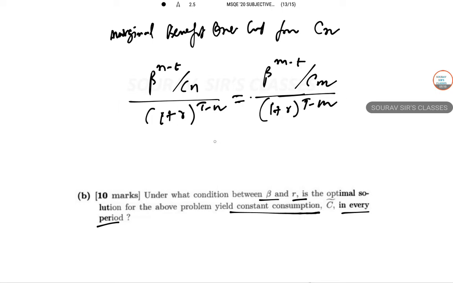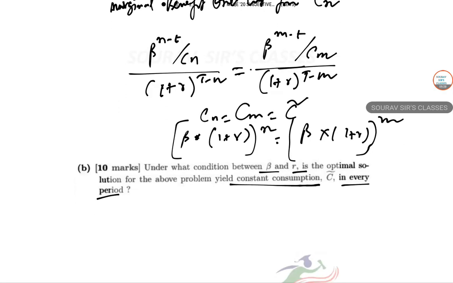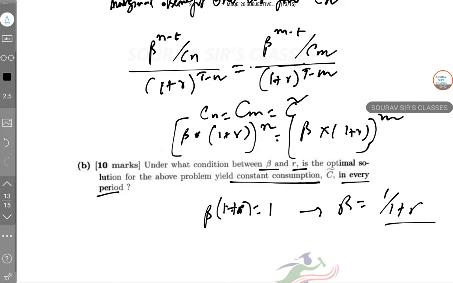So from this, for the consumption to be constant irrespective of the period, it must be that beta times 1 plus r to the power n equals beta times 1 plus r to the power m. If we go for all values of m and n, this is possible if and only if beta times 1 plus r equals 1. In other words, beta equals 1 by 1 plus r. So this is the second part done.